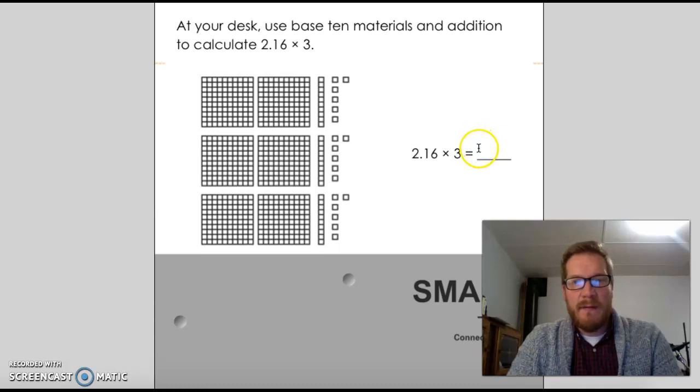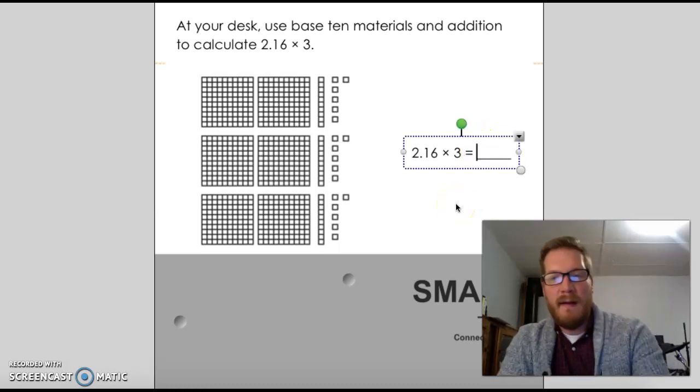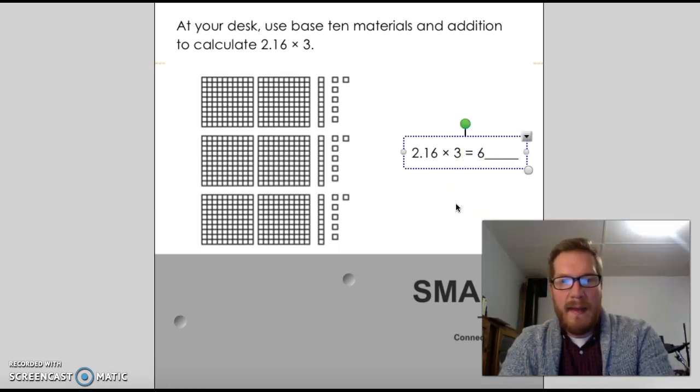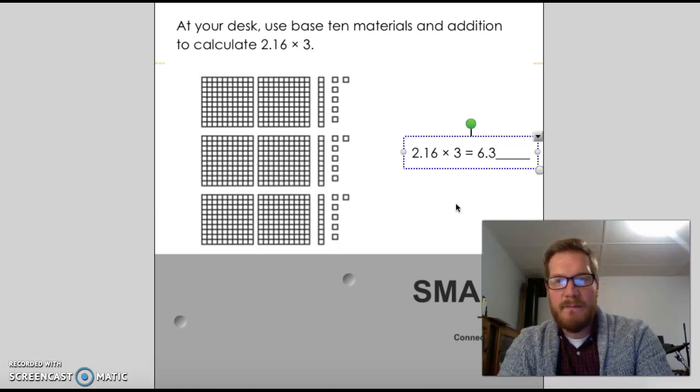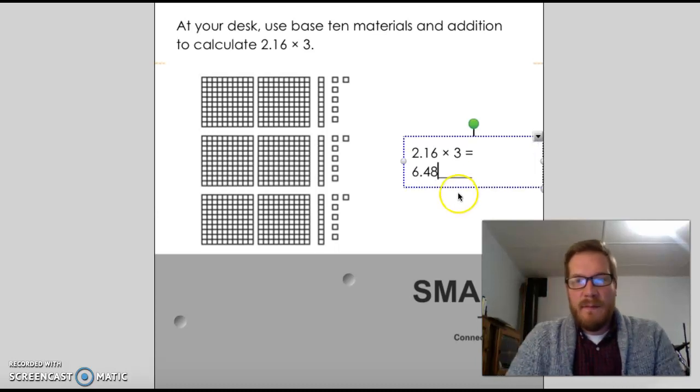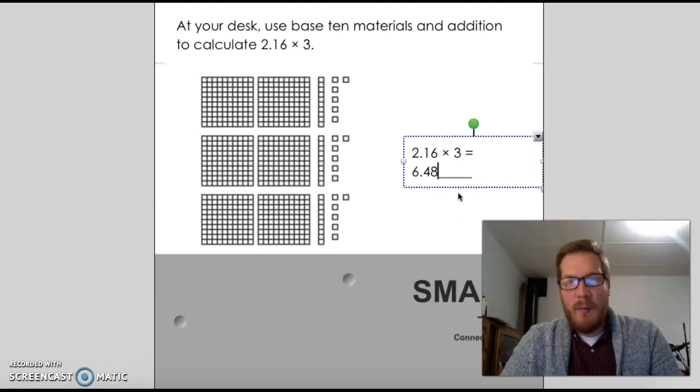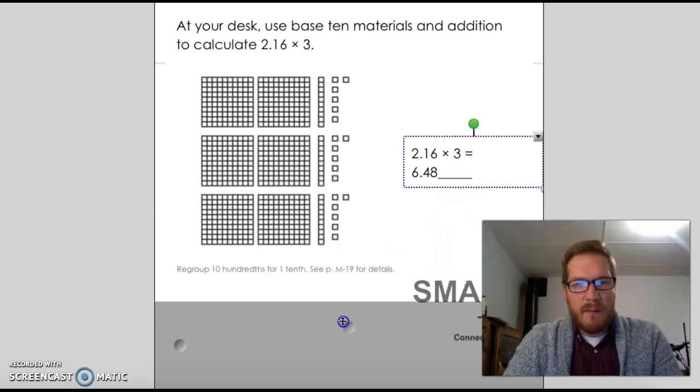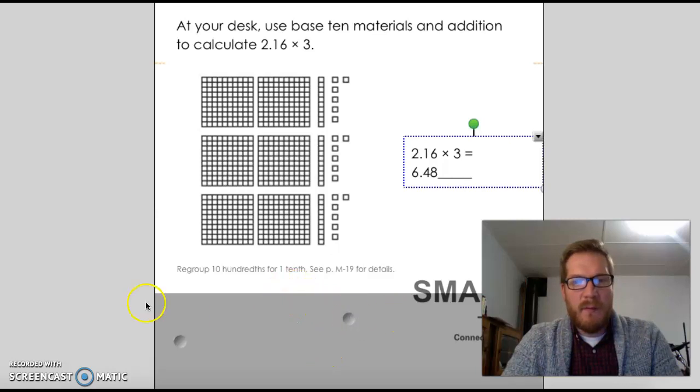And so what we get here is we have 6 ones. We have 3/10. And then we have actually 18 hundredths, but we'd have to regroup that. So we regroup here, okay, and so we would get 6.48 because we've had to use some regrouping. You have to regroup the 10 hundredths for 1/10.